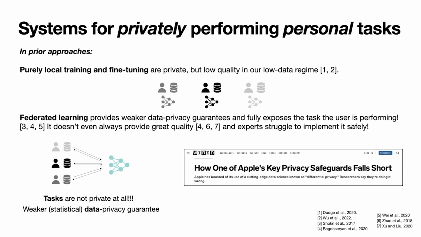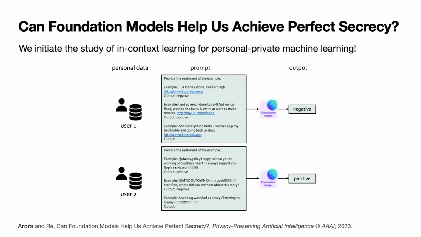So, can we get privacy and good quality at the same time? In our recent work, we excitingly show that in-context learning offers both the strongest possible data and task privacy guarantees, while also providing competitive quality to those prior training-based approaches for private machine learning. Recall, in-context learning requires no training whatsoever.